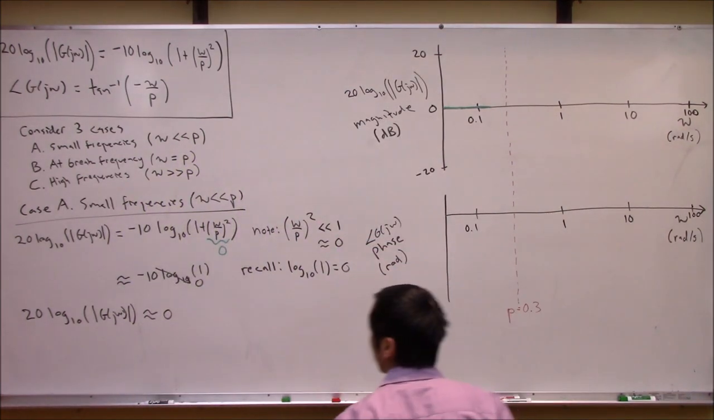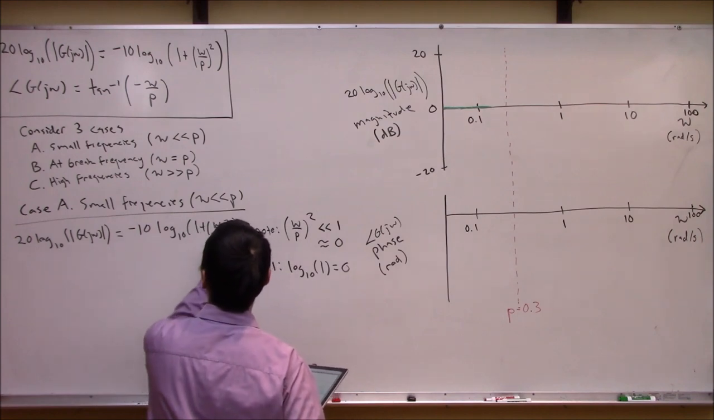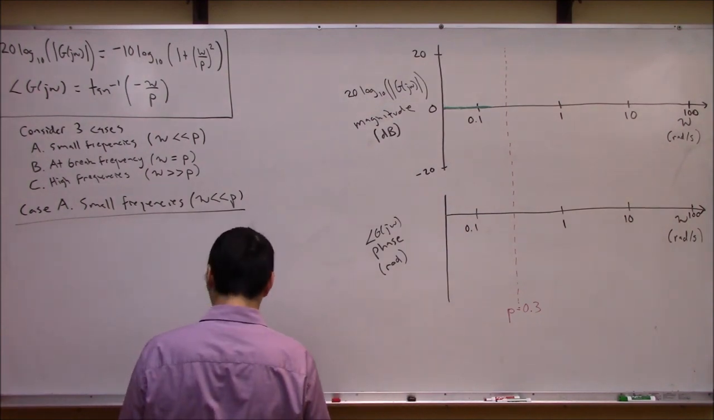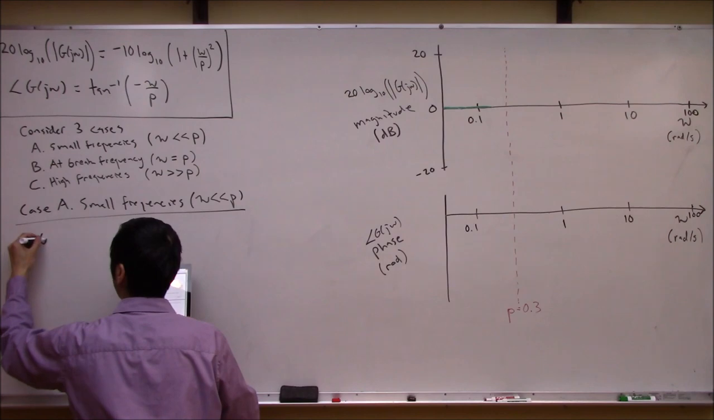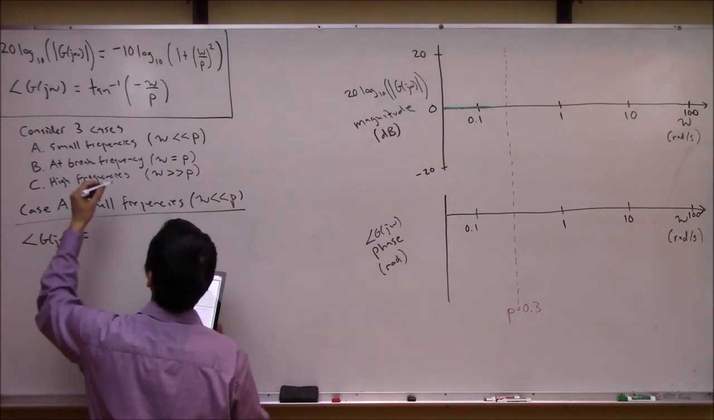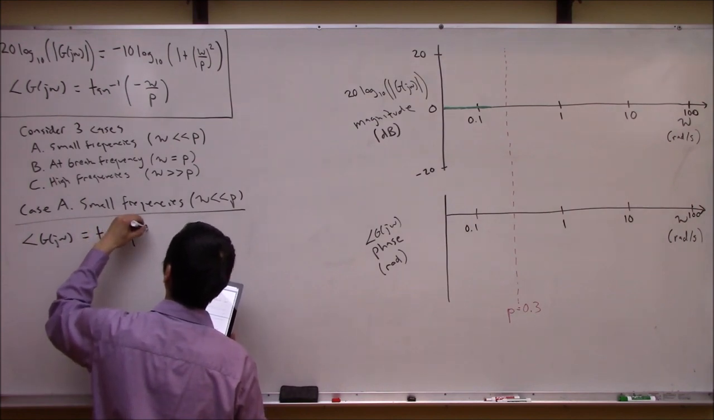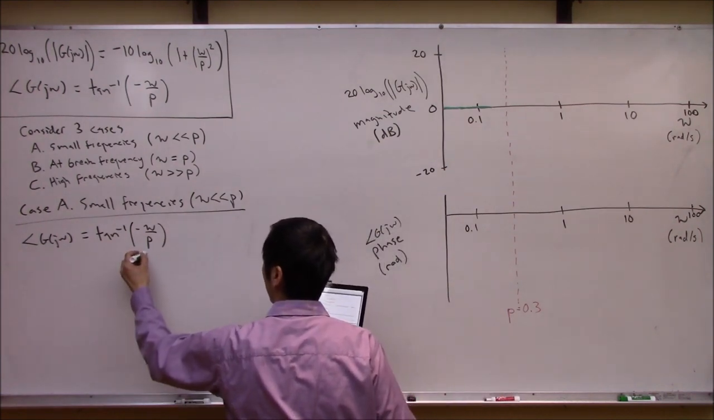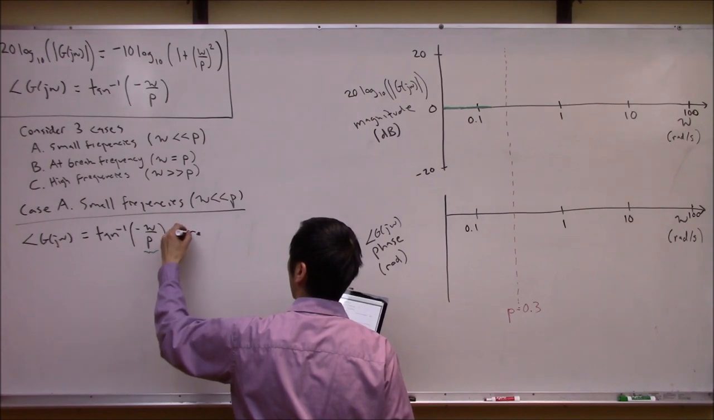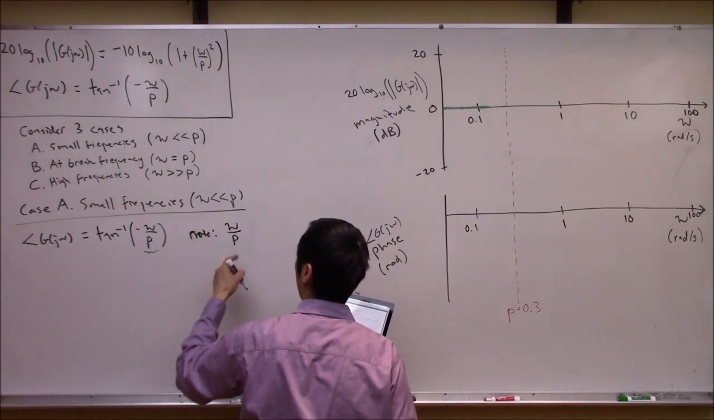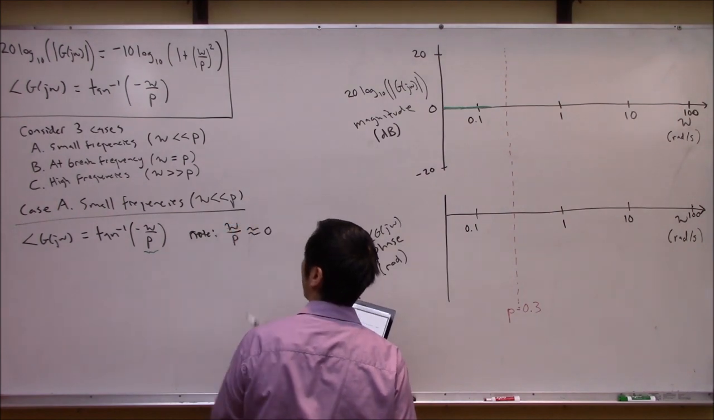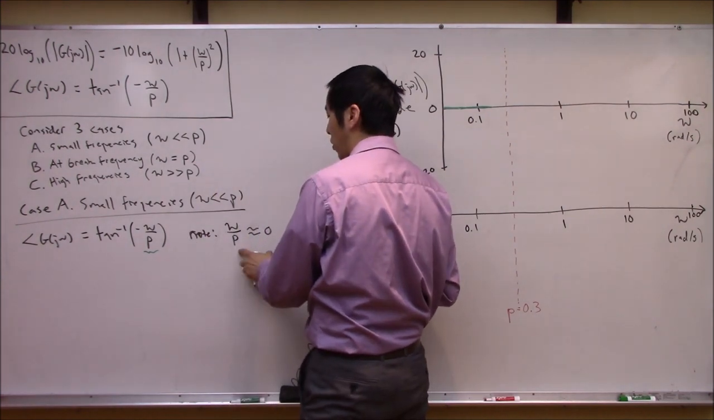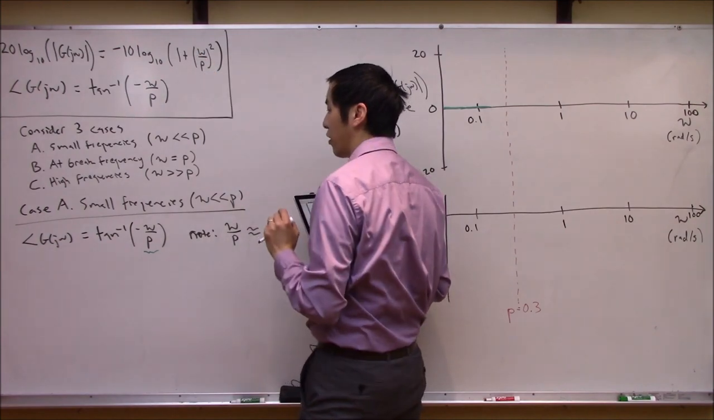Maybe let me grab an eraser here. And now let's analyze the case of the angle. So the next part of this discussion is I need the angle of G of j omega, which we said was tan inverse of minus omega over P. Same thing here. Let's examine this term. We said that if omega is less than P, this is basically 0. But I guess we should also make a note here that omega over P is approximately 0, versus omega over P squared is approximately 0, which is what we did earlier.